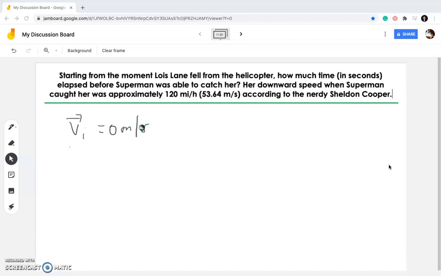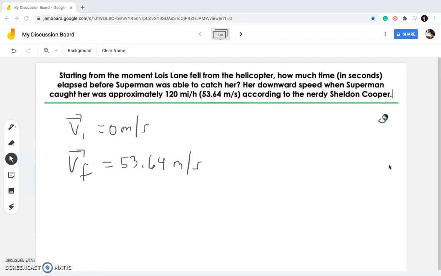Then her downward speed when Superman caught her was approximately 53.64 meters per second. The reason why I converted it to meters per second is because we are using SI units, not miles per hour. So let's record it down. Obviously, that's the final velocity, and that's 53.64 meters per second.